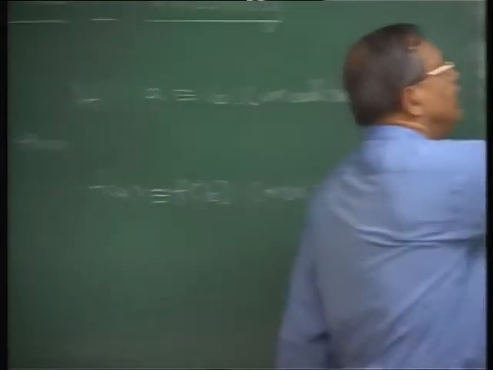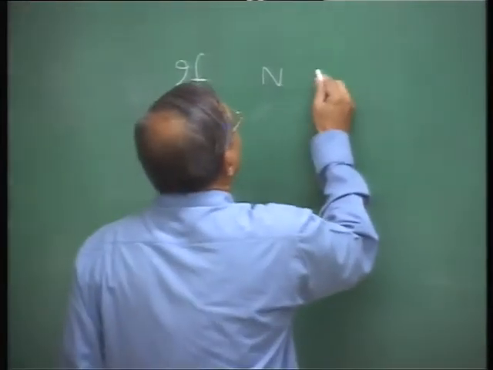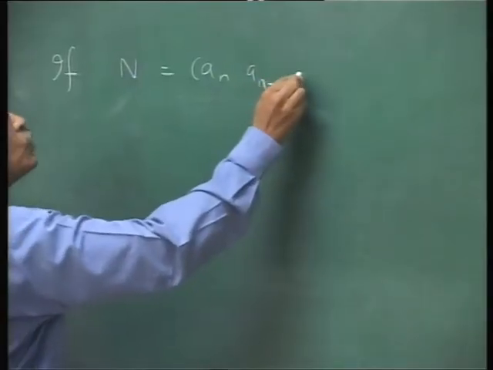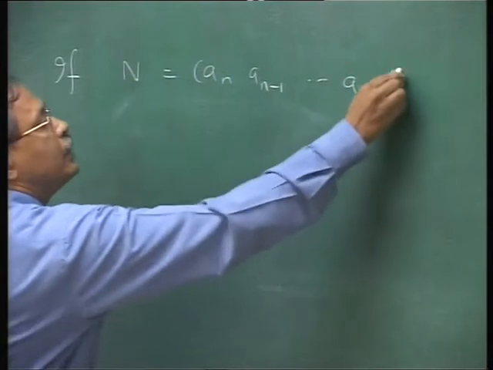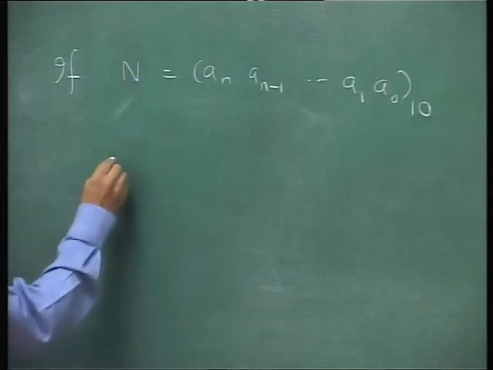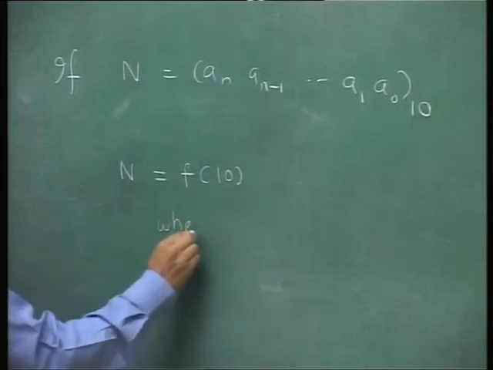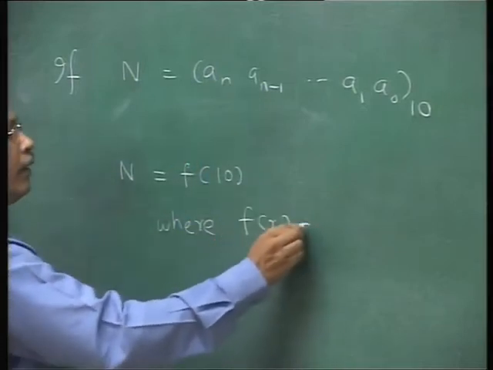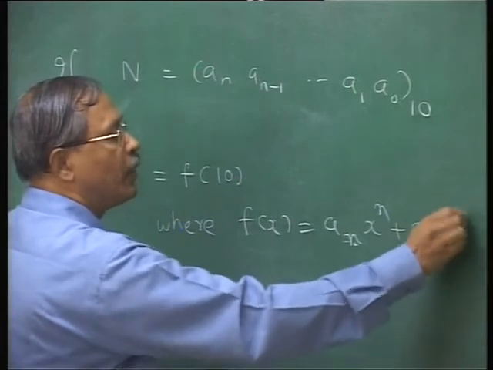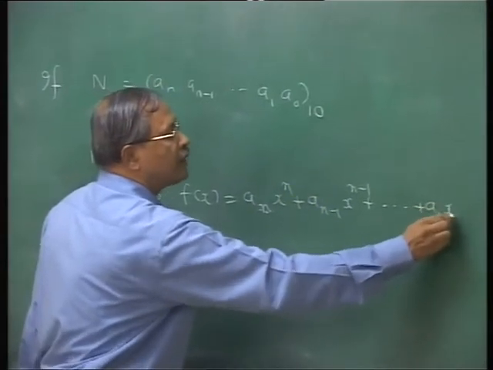If we have a number n which has these n plus 1 digits a_n, a_(n-1), ..., a_1, a_0 in base 10, then we can say that n is equal to f of 10, where f(x) is the polynomial a_n x raised to n plus a_(n-1) x raised to n minus 1 plus etc. plus a_1 x plus a_0.